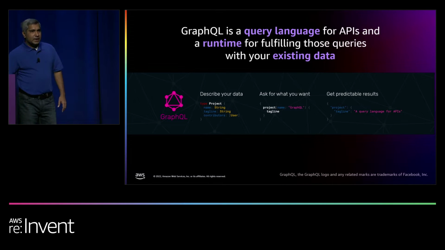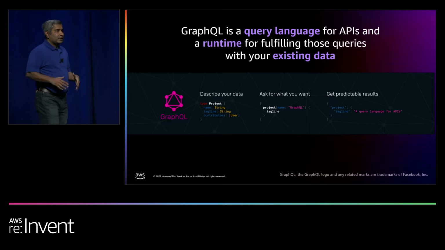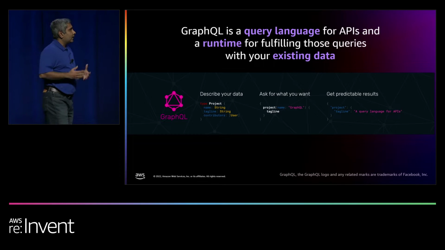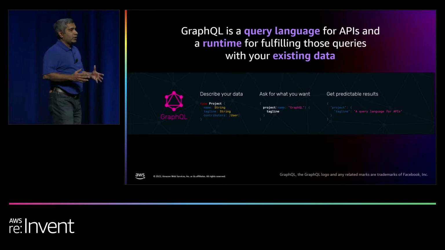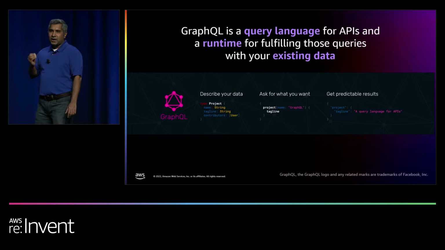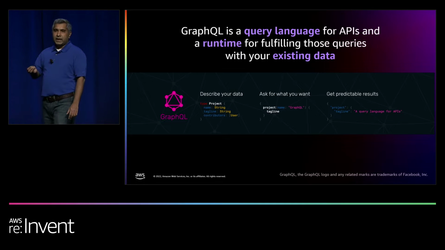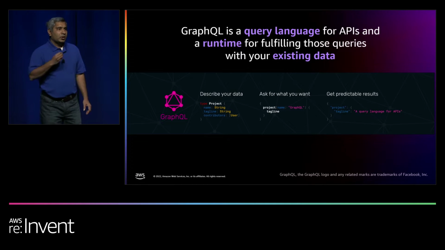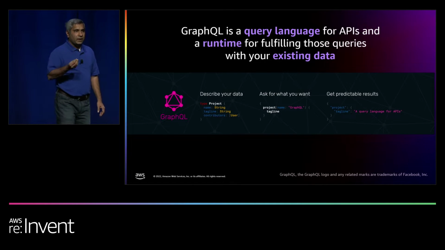Okay, so what is GraphQL, right? GraphQL is a query language for APIs and a runtime to fulfill those queries with your existing data. GraphQL is expressed as a declarative language to fetch data from your backends, right? So GraphQL is expressed in a schema file with types and fields and operations.